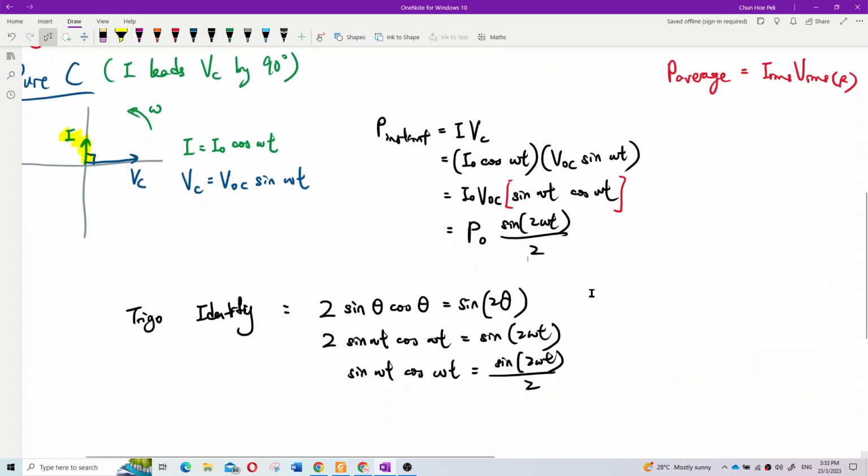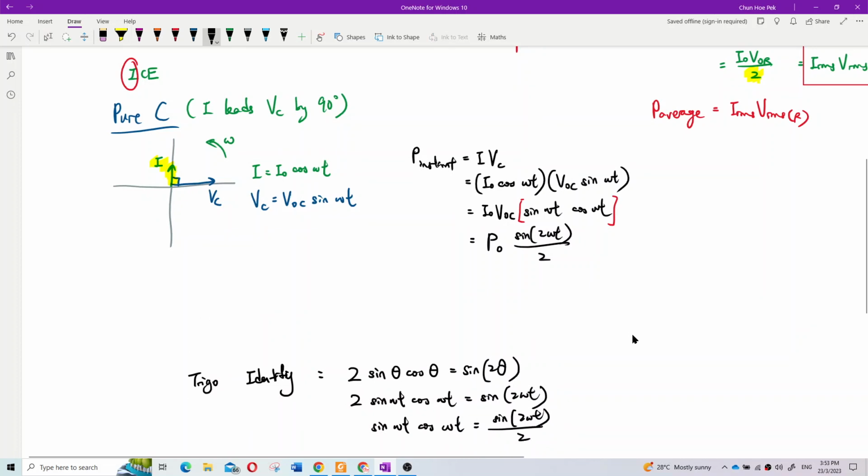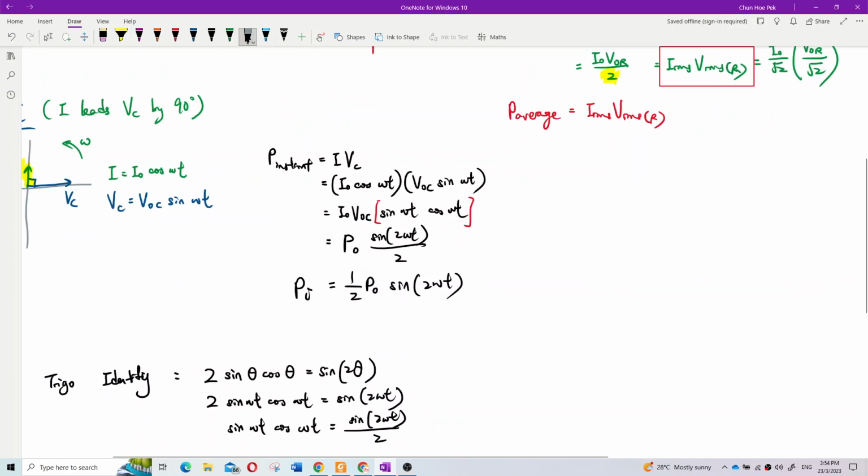So what do I get? I get half P naught sine 2 omega t. That is the instantaneous power. Now can you draw a graph for this one? Can you draw a graph?